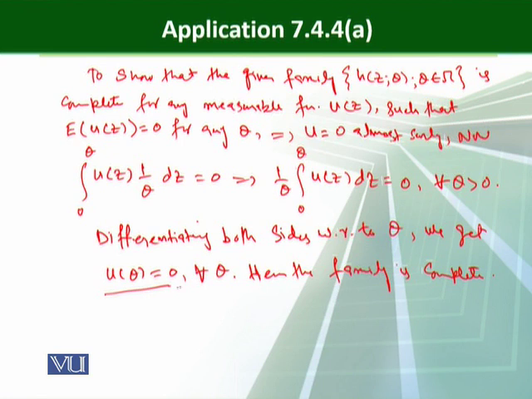Because its range is theta, u of z becomes u of theta, and that is equal to 0 for all theta, and that is what we actually want to show. So this family is complete.